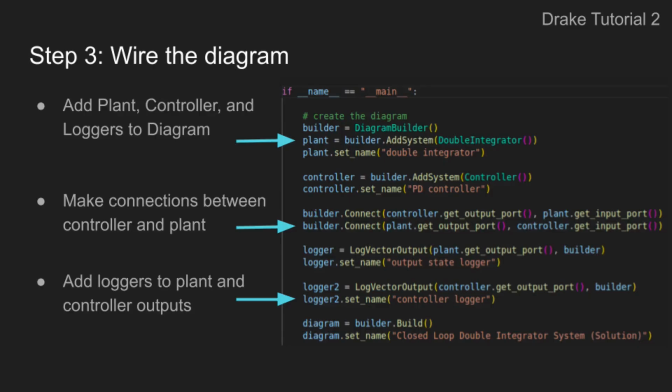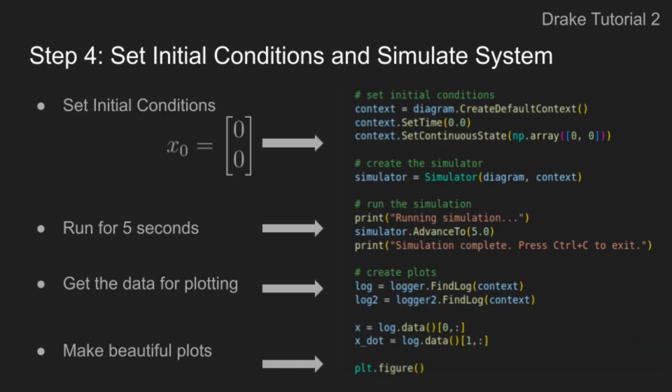Once we are happy with our controller, we can add it to the diagram. We connect the output of the plant to the input of the controller, and the output of the controller to the input of the plant. We also add a logger to the output of both the plant and the controller. Just like we did in the last video, we set the initial conditions and simulate our system. Notice that our controller does not contain any states, so the total number of continuous state variables in our diagram is still just 2. We can access the loggers to make plots of the simulation.